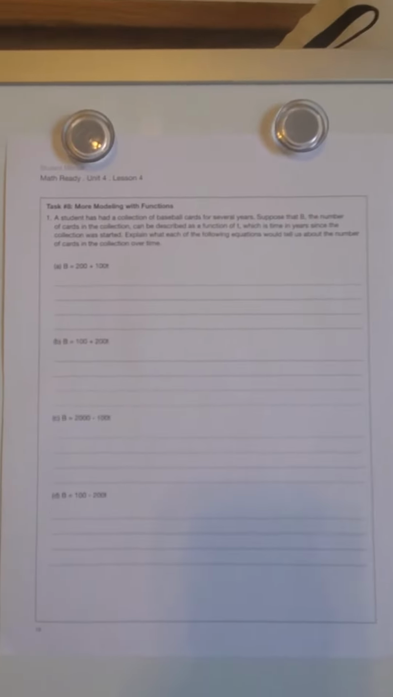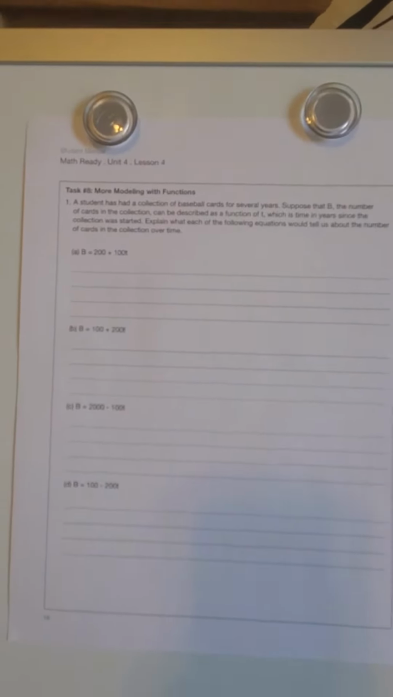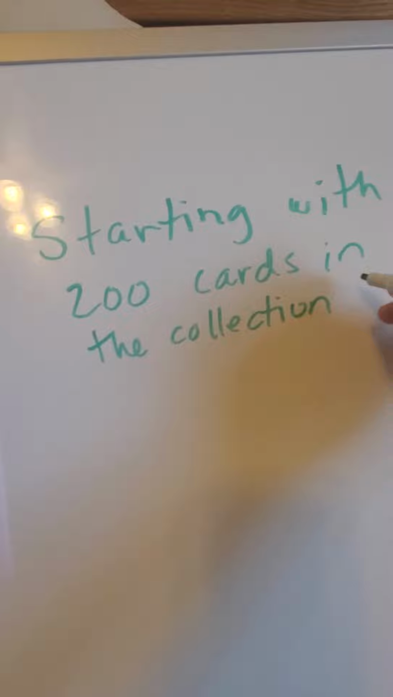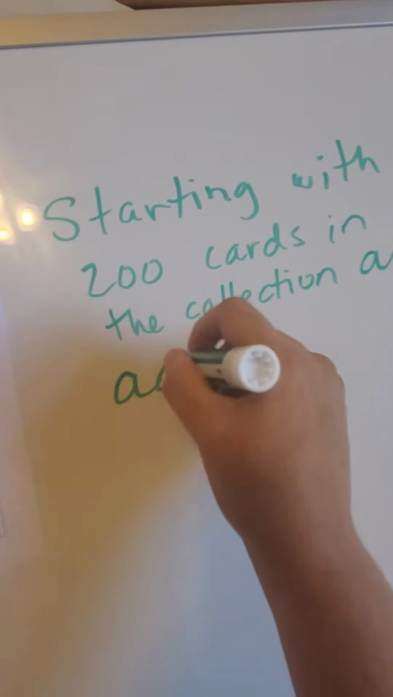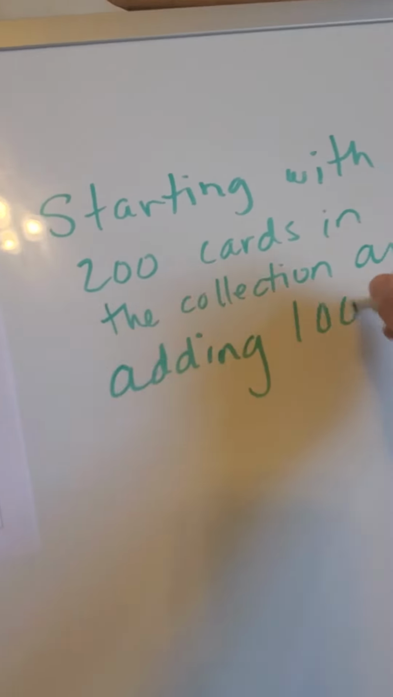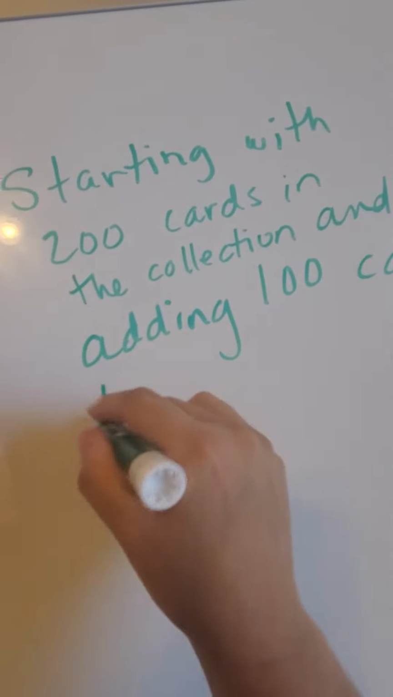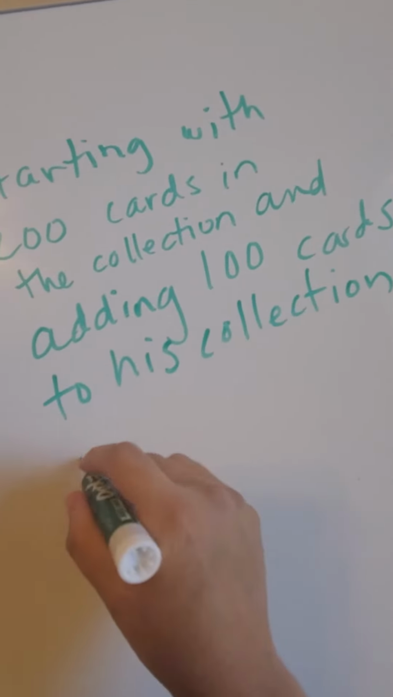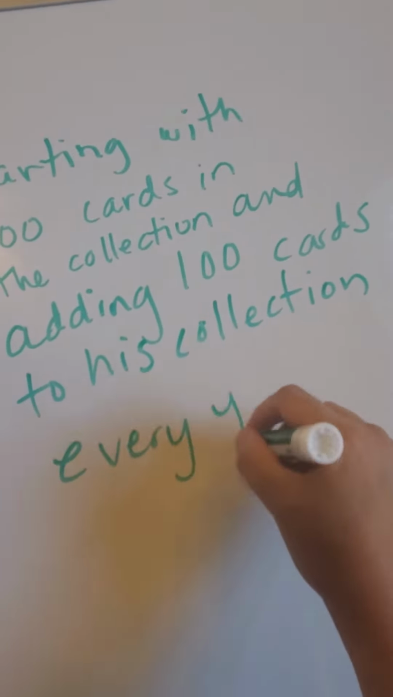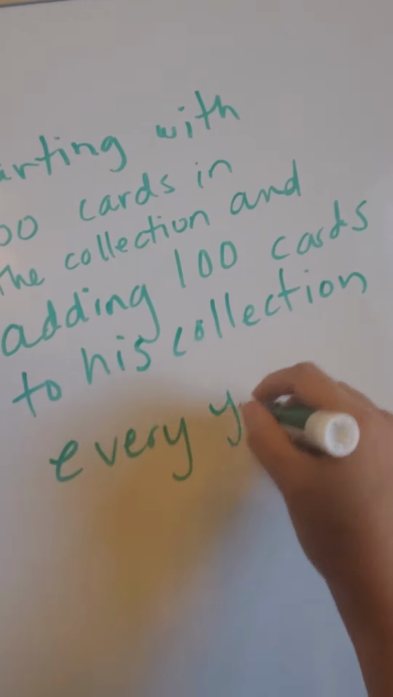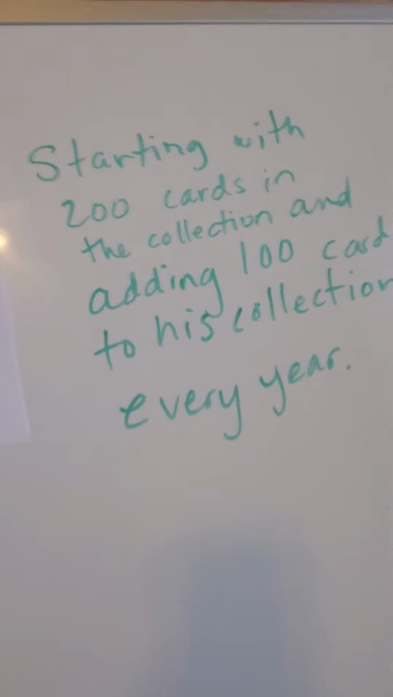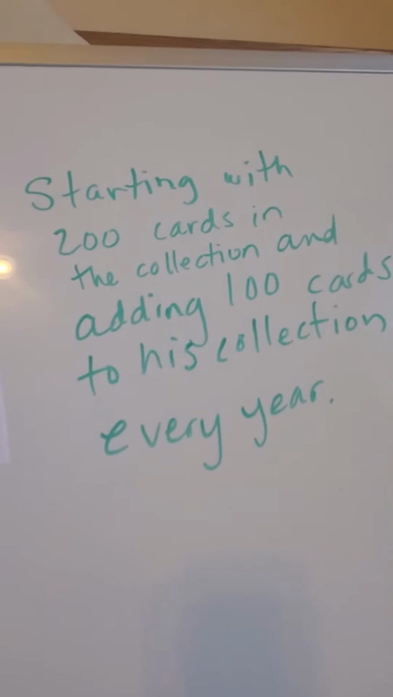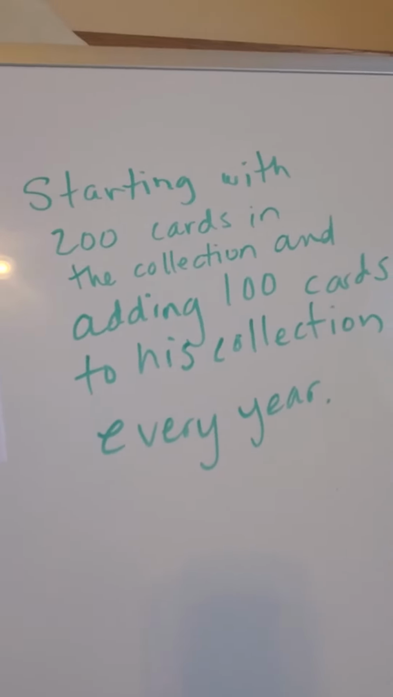Then it says plus 100T. That tells me they're adding how many every year? 100 cards every year. And adding 100 cards to his collection every year. Now it says student, and I just said his collection. You can make it a female, it doesn't matter, it doesn't give us a name. Okay, so that's all you're doing. That's A: starting with 200 cards in the collection and adding 100 cards to his collection every year.